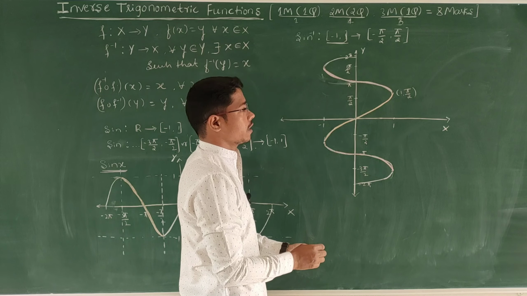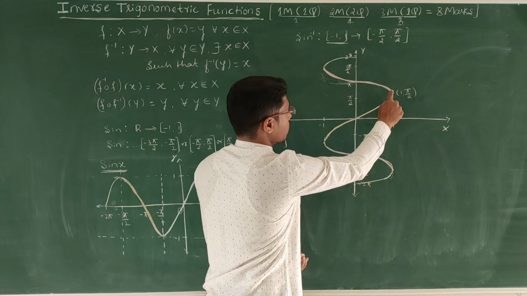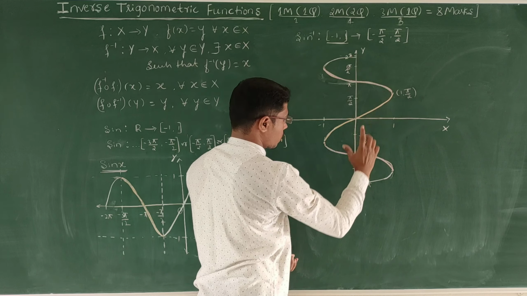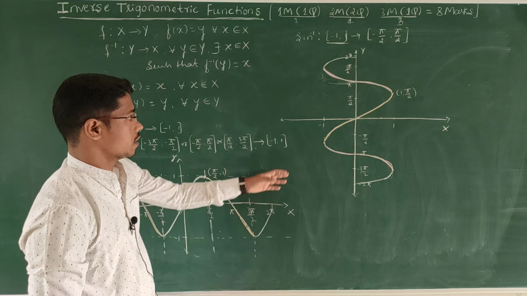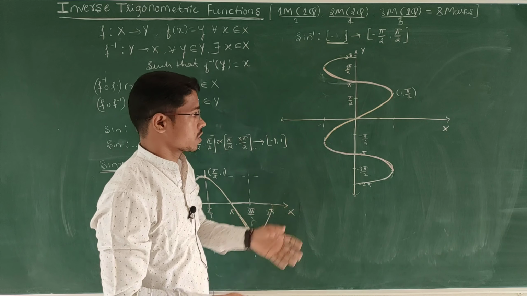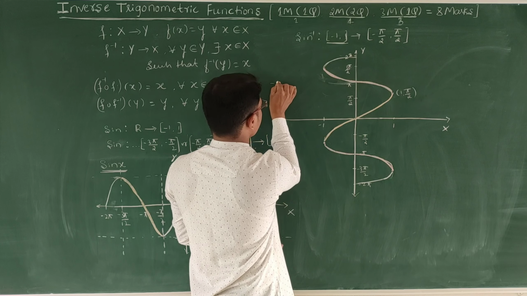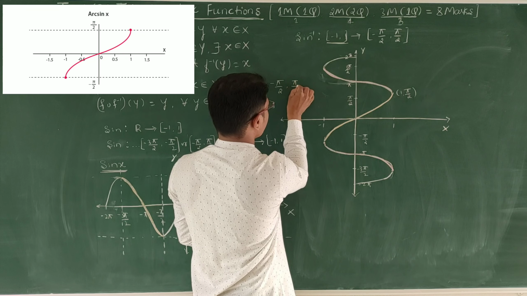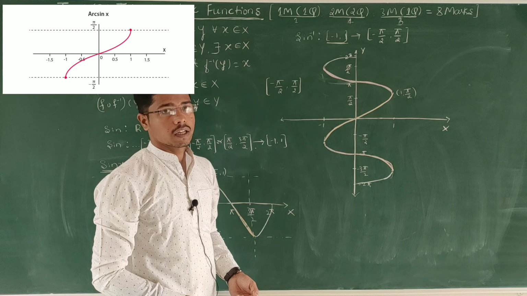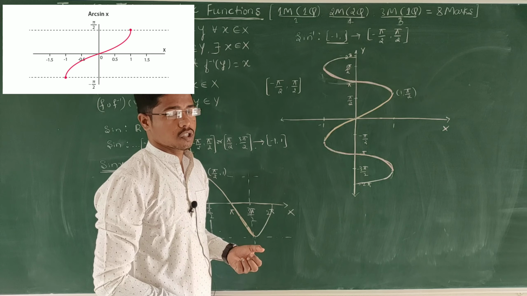Okay, so basically these are the possible ranges, that is 3 pi by 2 to pi by 2, pi by 2 to minus pi by 2, or else minus pi by 2 to pi by 2. Okay, so these are the possible ranges of the inverse function. Of these ranges, minus pi by 2 to pi by 2 is called the principal value branch. We will call this the principal value branch of the sine inverse function.